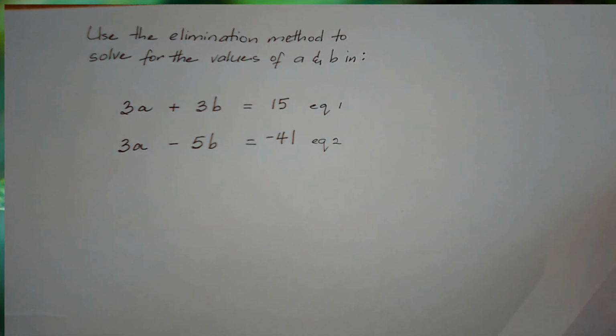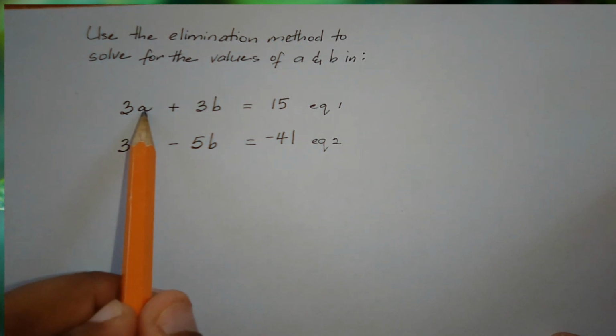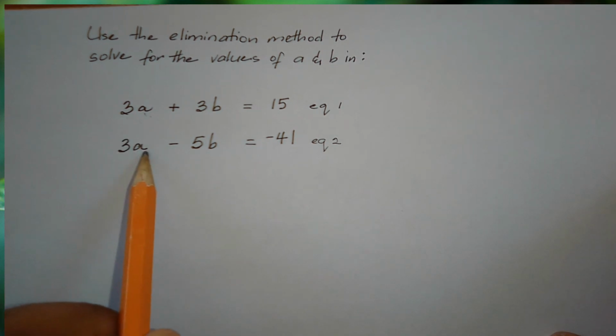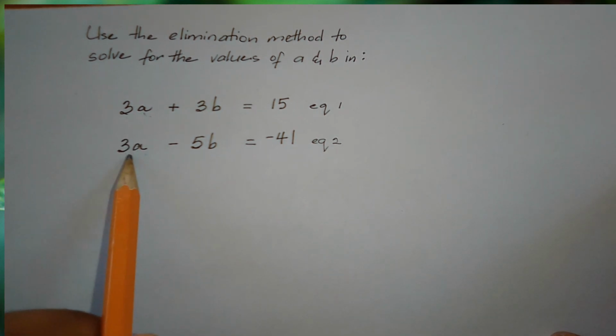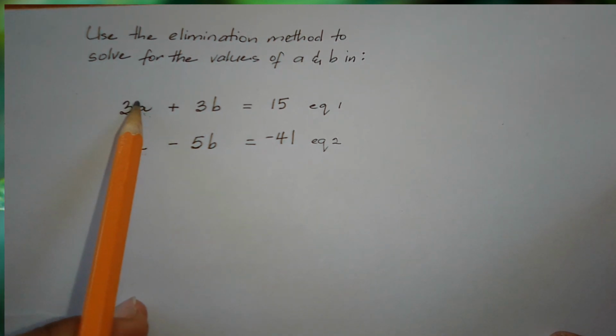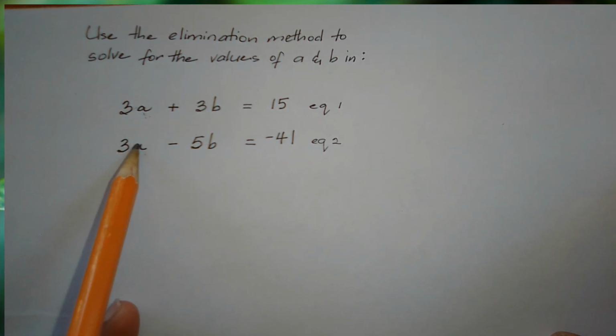Good. Now we're going to be looking for the easier variable to eliminate, and eliminate means to get rid of. So when I look at this a, the variable, notice it has a 3 in front of it in equation 1. Let's look at a in equation 2. It also has a 3 in front of it. So I know straight away this a is easier to eliminate.